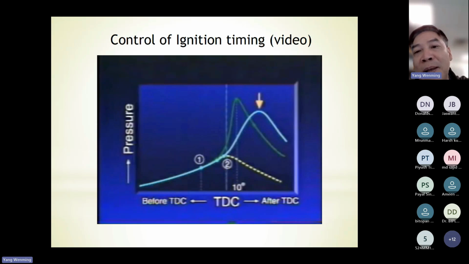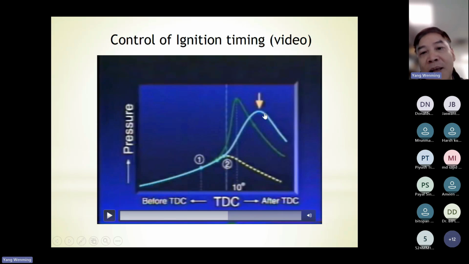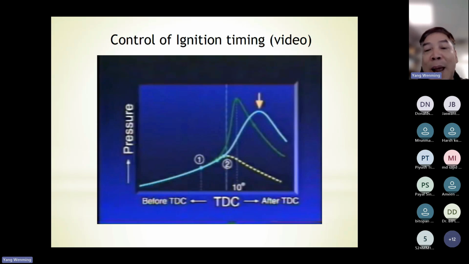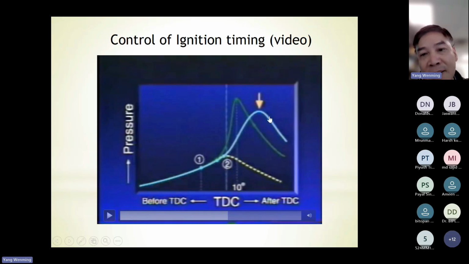Then when the engine speed increases to 2000 RPM, the absolute time is the same, but in terms of crank angle it will change to 20 degrees CA, correct? Understand? 20 degrees CA. So at higher engine speed conditions, if you maintain the spark timing at a certain time, the peak pressure will drop. The combustion process will be retarded, correct?